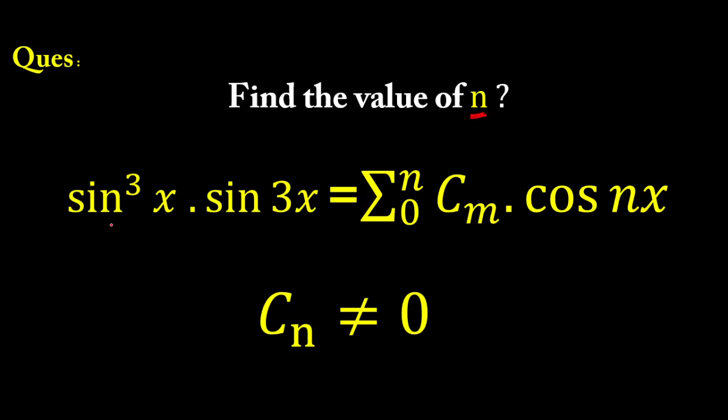The given equation has these two terms multiplied. Both are sine trigonometric ratios. So sine of x whole cube multiplied by sine 3x is equal to the summation of this term. Here one more piece of information is given: c of n is not equal to 0, and the other constants c0, c1 and so on up to c of n are all constants. So with this given equation we have to calculate the value of n.